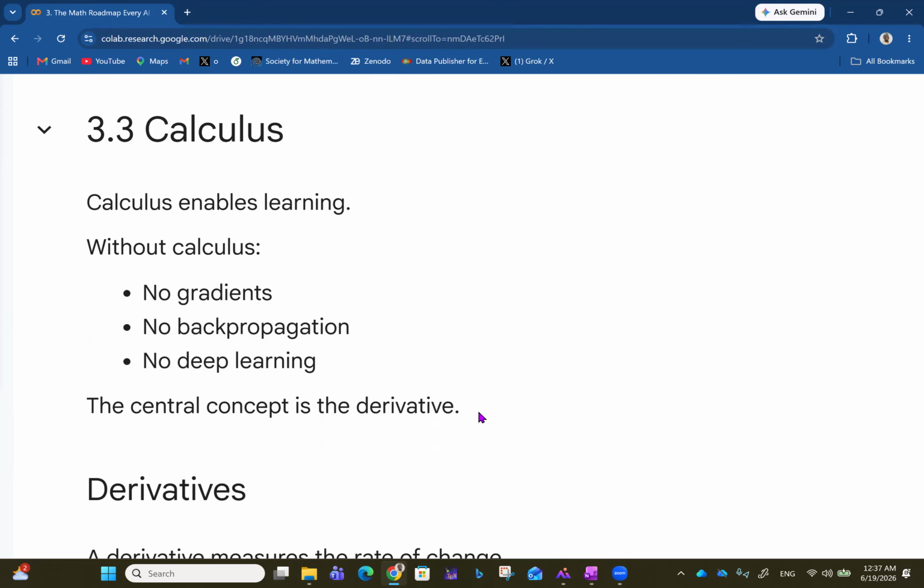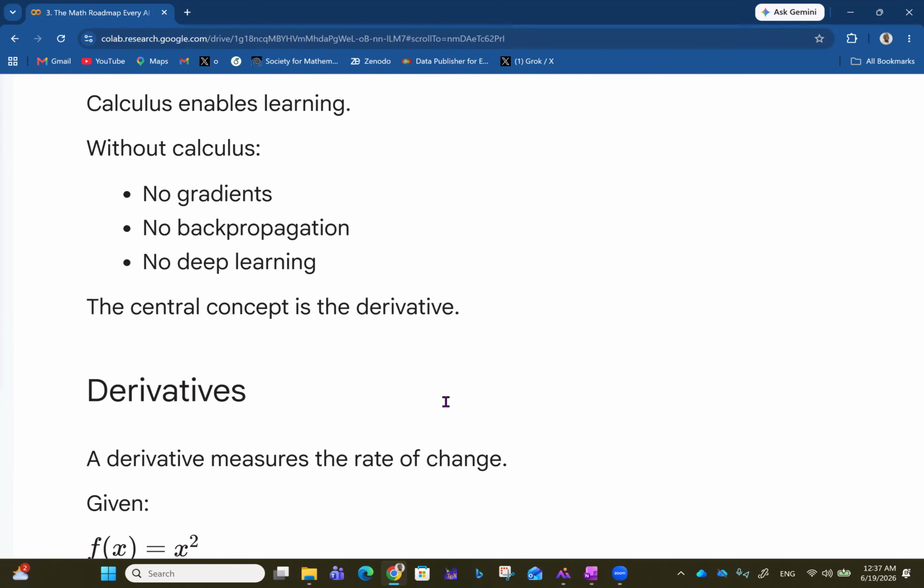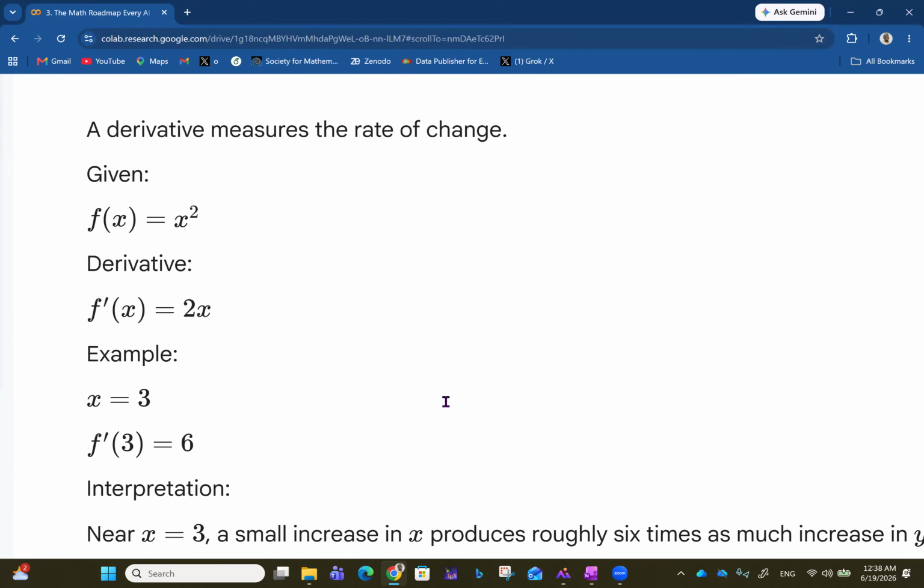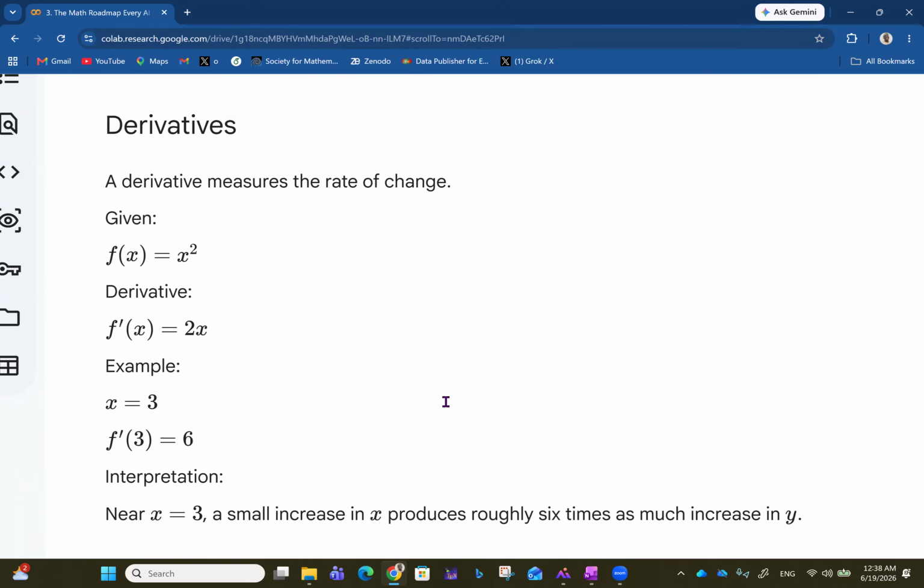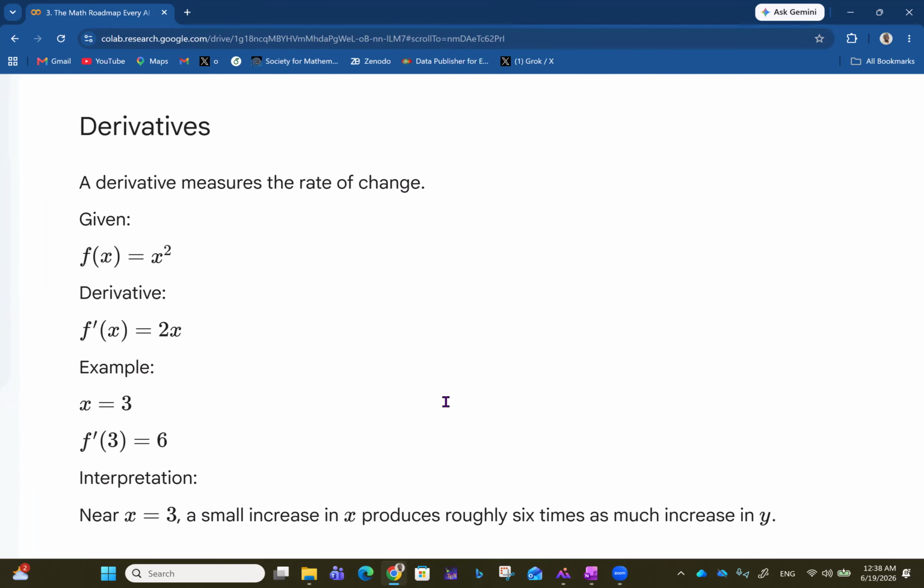So the central concept of calculus is the derivative. That's differentiation, right? So talking about derivatives now, you're getting the rate of change of a variable with respect to another. A derivative measures the rate of change. So if you are given f(x) = x², f'(x), which is the first derivative of this function, will be 2x. Example, if x is equal to 3, f'(3), that's the derivative of f(x) evaluated at 3, will just be 2 times 3, which is 6.